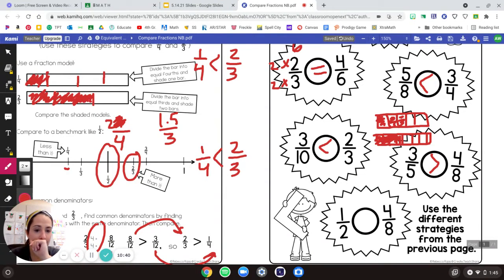Well, this time I know half and 4/8. I remember that 4/8 is half. 4 is half of 8. So these are equal.